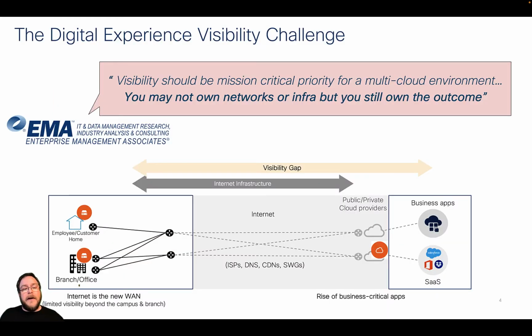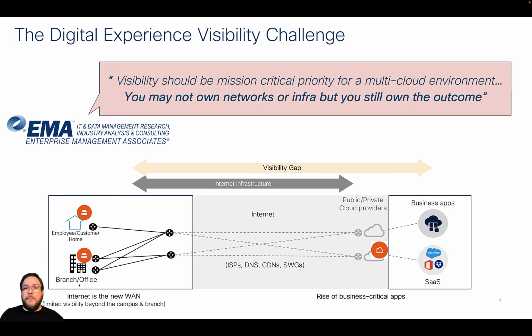The Enterprise Management Associates group says that visibility should be a mission-critical priority for a multi-cloud environment. You may not own the networks or the infrastructure, but you still own the outcome. And if your customers are unhappy, that could hurt your brand. So the situation is that we have a visibility gap.